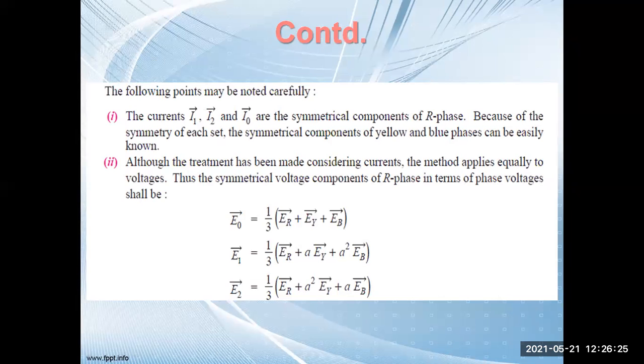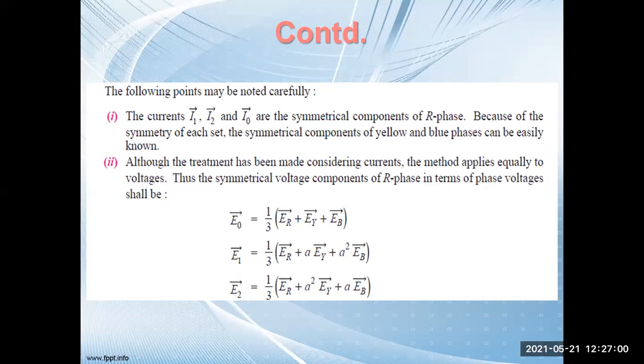Thus the symmetrical voltage components of R phase in terms of phase voltages are: E0 equal to 1/3 ER plus EY plus EB, and E1 equal to 1/3 ER plus A into EY plus A square into EB, and E2 equal to 1/3 ER plus A square into EY plus A into EB. Is this particular thing clear? Whatever we have written for the currents is the same for the voltages. These particular formulas are clear? Yes, sir. Okay, fine.